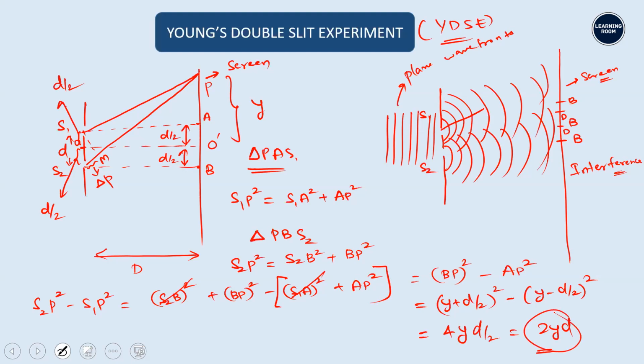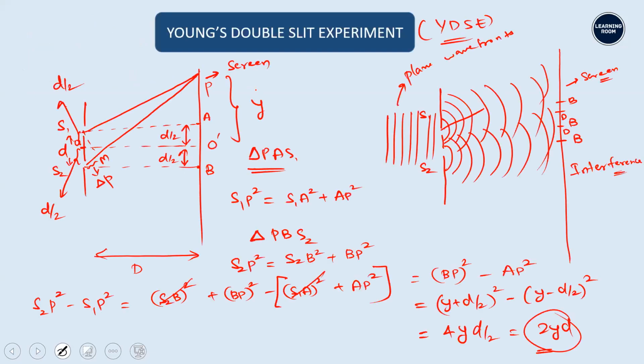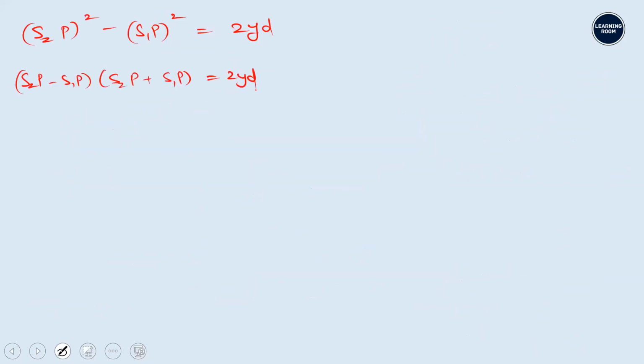Now what we'll do is, on the left hand side we have S2P square minus S1P square. On the right hand side we have 2 into Y into D. So the S2P square minus S1P square, we'll write as (S2P minus S1P) into (S2P plus S1P) is equal to 2 into Y into D. Okay. So this S2P minus S1P is called the path difference.